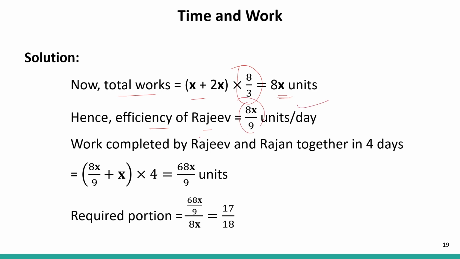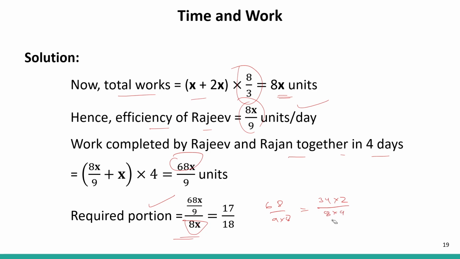So work completed by Rajiv and Rajan together in 4 days is equal to (8x by 9 plus x) whole into 4. So that is equal to 68x by 9 units. So the required proportion will be 68x by 9 whole by 8x. So x can get cancelled. So 68 by 9 into 8. Okay, so you can evaluate it as 34 into 2 by 8 into 9.